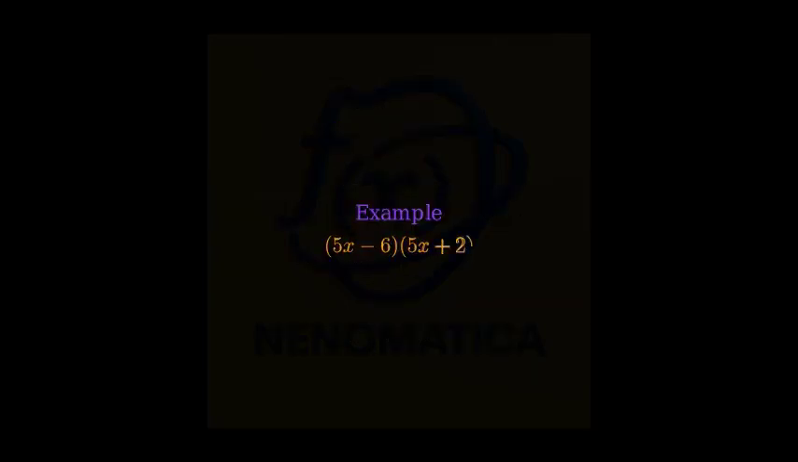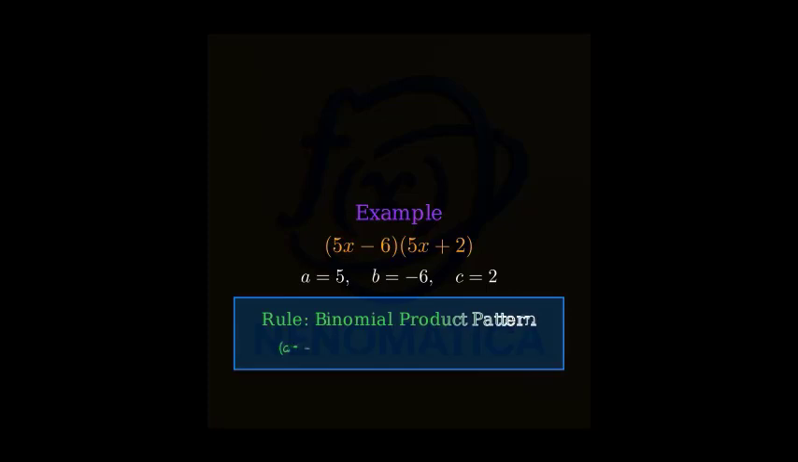efficient. We need to expand the expression 5x minus 6 times 5x plus 2. Let's identify our terms. In this case, a is 5, b is -6, and c is +2. Now, let's apply our pattern. First, we'll compute ax squared, which is 5x squared.